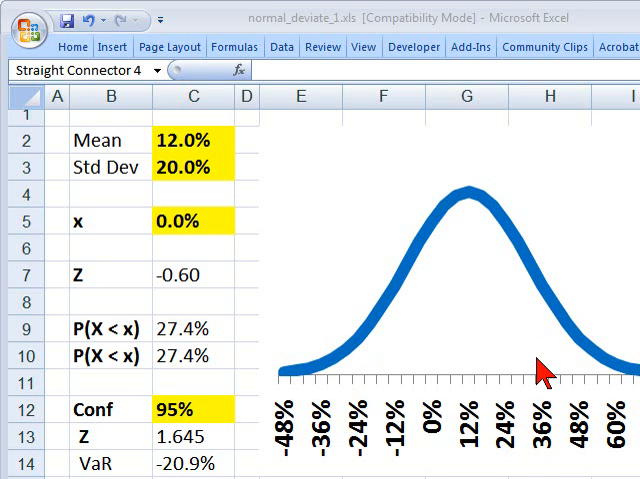What I've got here is a density plot of the normal distribution, and we know it's not practical. We know that asset returns really have fat tails, but it's a good place to start learning. So here's the normal distribution.